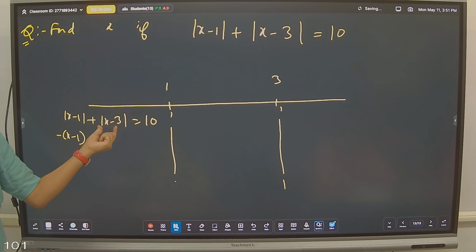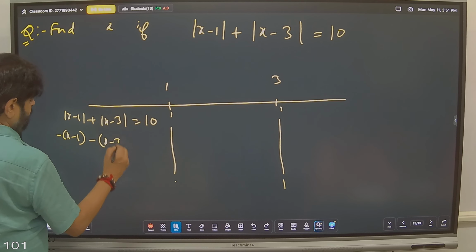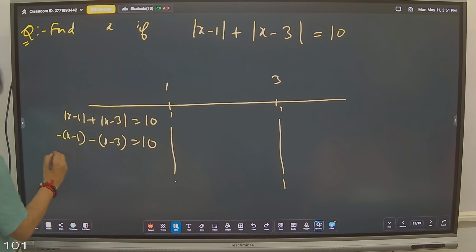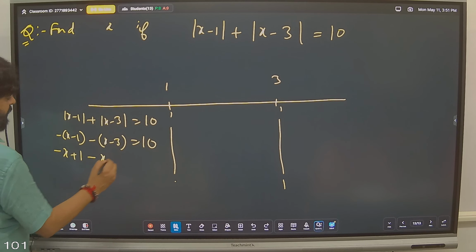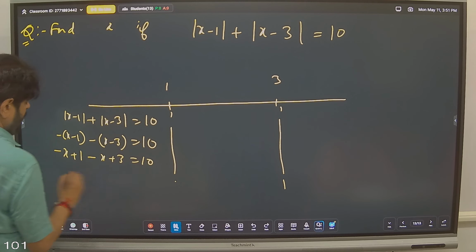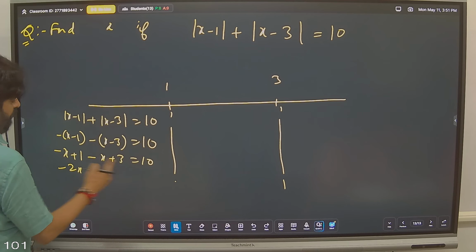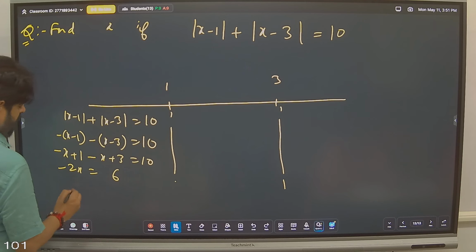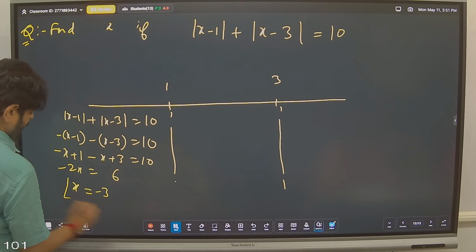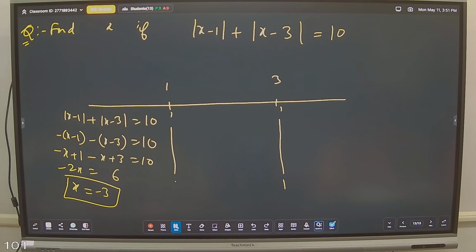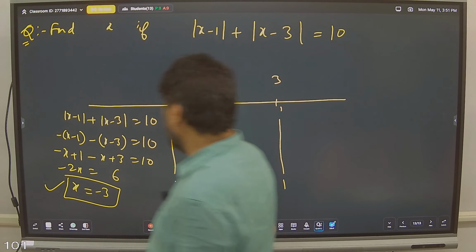Speak out. Negative. This is negative before 3. So before 1 also it will be negative, no? So minus of x minus 3 is equal to 10. So minus x plus 1 minus x plus 3 equal to 10. Minus 2x equal to 1 plus 3, 4, 6. x equal to minus 3. Do all of you agree? Tell me, can I accept this solution? Very much. One solution, got it.